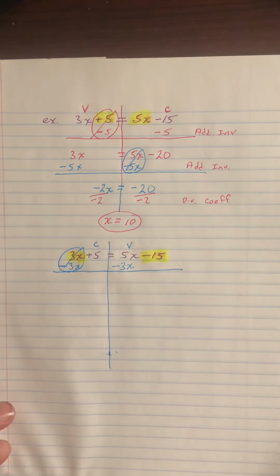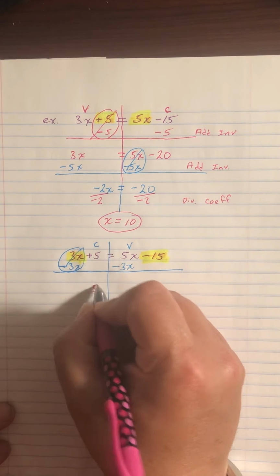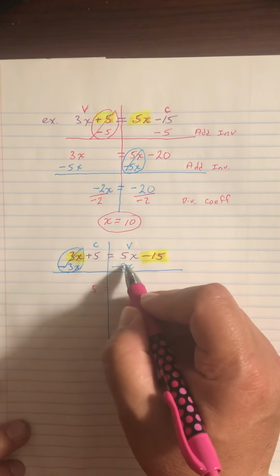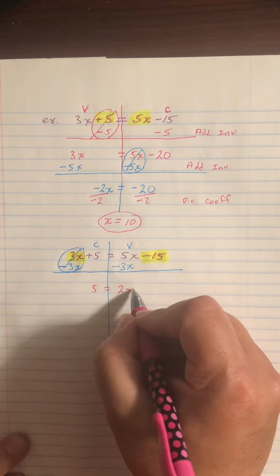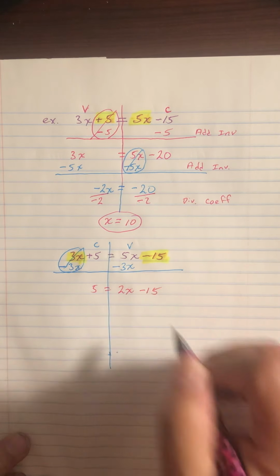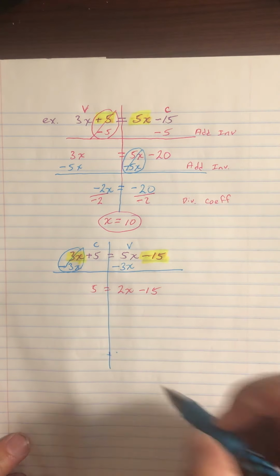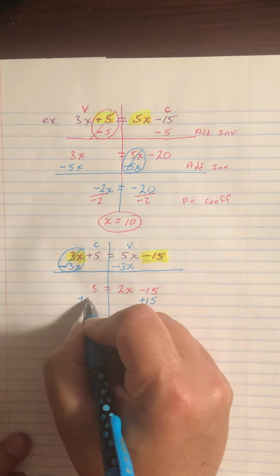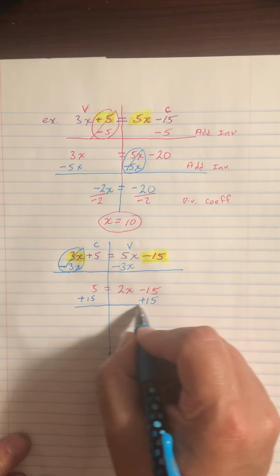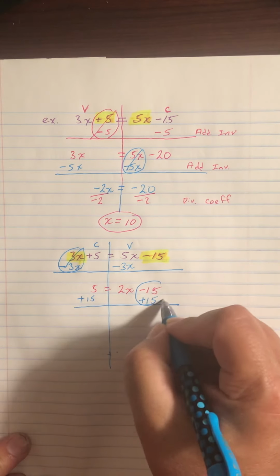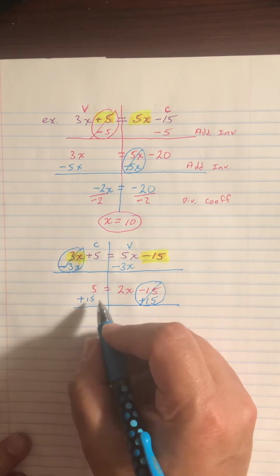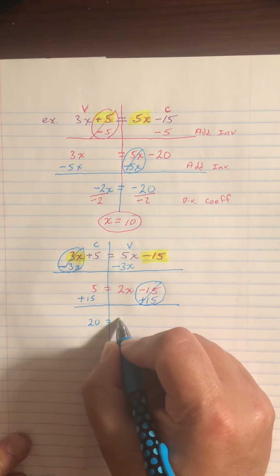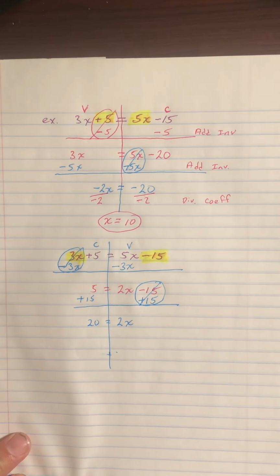Those cancel, leaving me a 5. Different signs, I'm going to subtract. I'm going to get 2x. And I still have to deal with that -15. So add the inverse. These two cancel out. I'm left with 20 equals 2x.